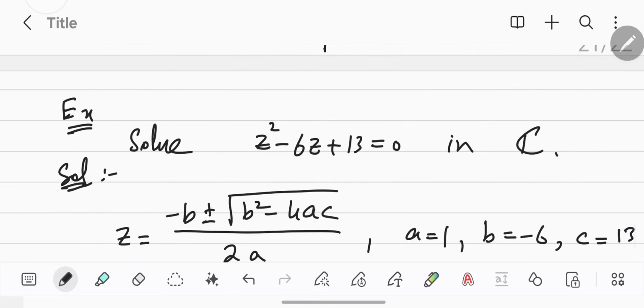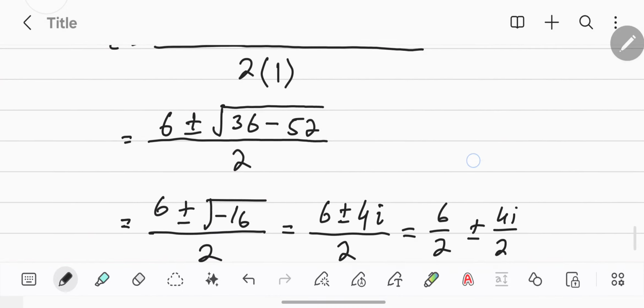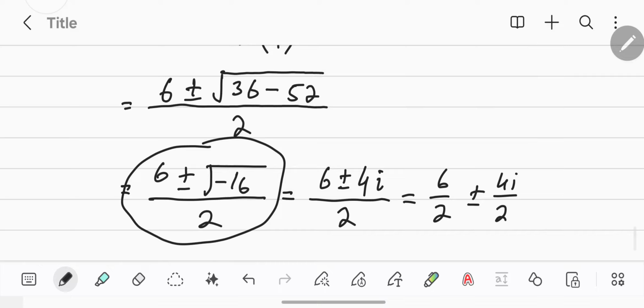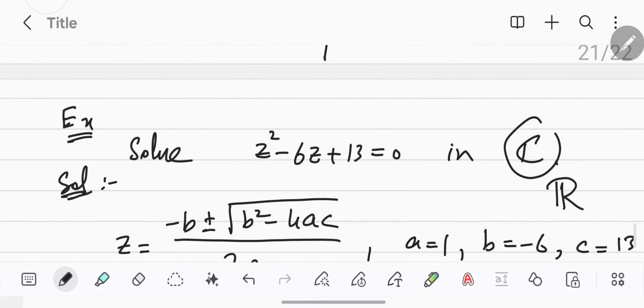One important point is that if he asks you to solve this quadratic equation inside R rather than the set of complex numbers, then what will you do? You will do the same calculations. After this step you will say, since there is no real number whose square is negative 16, we cannot find this square root inside the real numbers, because in order to solve this square root we need iota, but iota is a complex number.